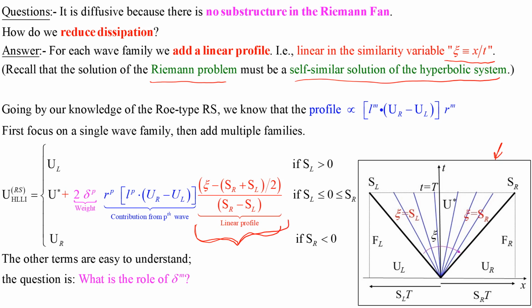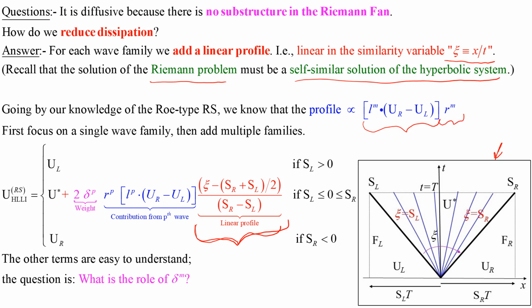This function evaluated at C equal to SR would give you plus a half. And that actually allows us to put in a linearly varying profile inside the Riemann fan. How much should this change in the Riemann fan be proportional to? The answer is we can take a cue from the Roe-type Riemann solver and realize that we have an eigenweight out here, which is just the left eigenvector associated with a particular wave family, multiplied by the corresponding right eigenvector.